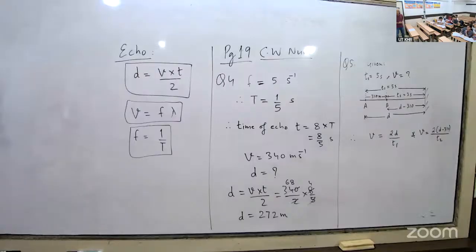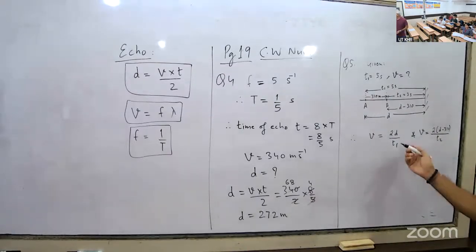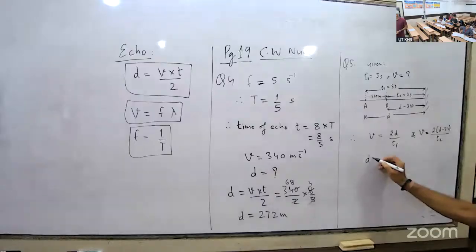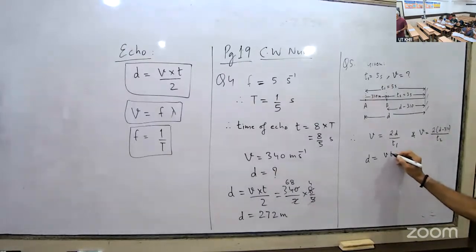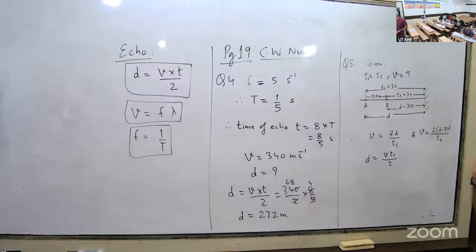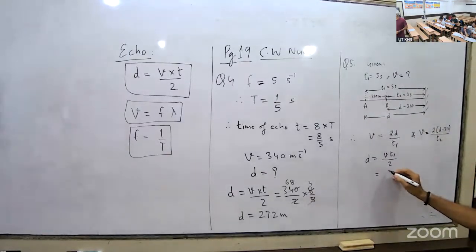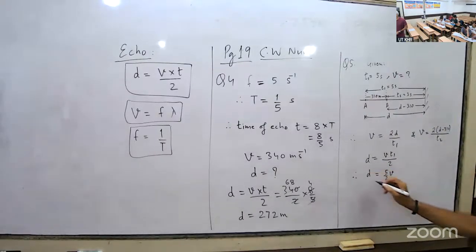So we'll get these two relations for v. So eliminate v, then you can find d. Once you find d, then you can get v. So what is d here? d is equal to v t1 by 2, which is, what is t1? 5 by 2v. This is 1.